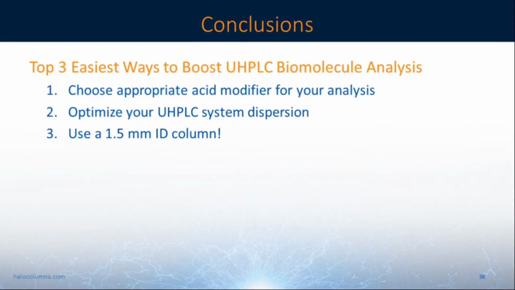In terms of conclusions, just a reminder of our top 3 easiest ways to boost UHPLC biomolecule analysis performance. First would be to use DFA modifier for your analysis if you're using LCMS. Optimize your UHPLC system dispersion. And finally, use a 1.5 millimeter ID Halo column.